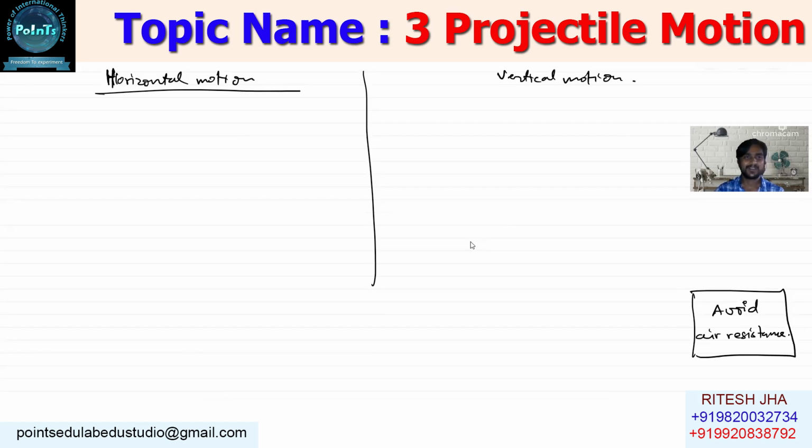So there is no force acting in the horizontal direction, right? In the horizontal motion, there is no force. That means there is no acceleration, isn't it? So that means it is having a constant horizontal speed. Constant horizontal speed, that is u cos theta, as seen in the above diagram.